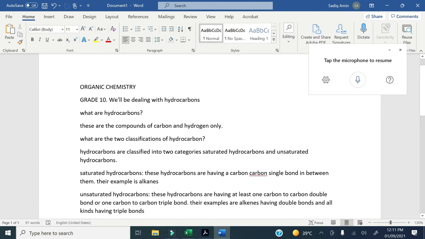This is alkyne, okay? Not alkynes. Alkynes.